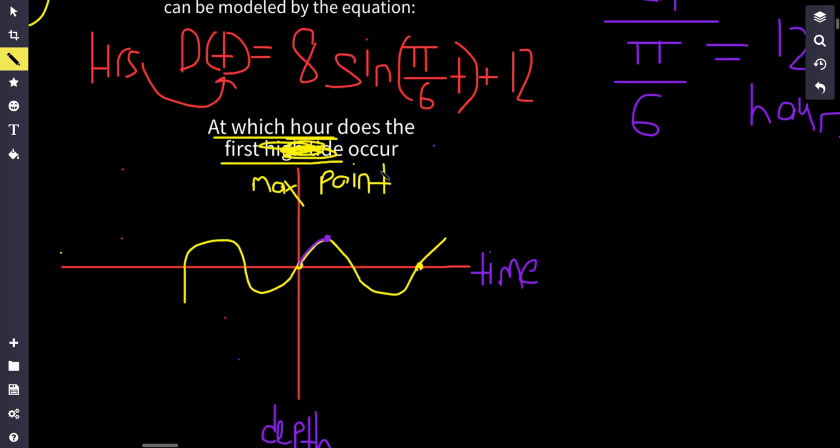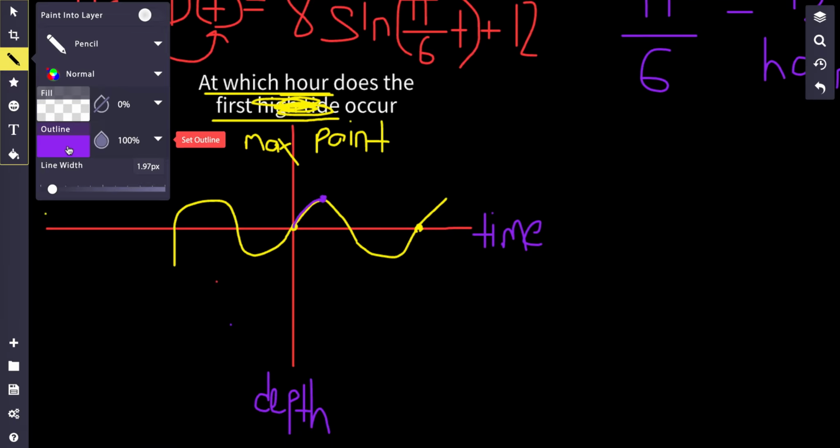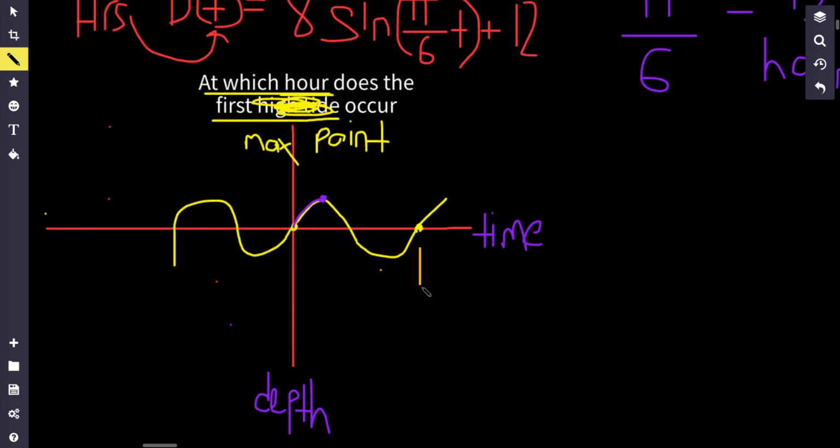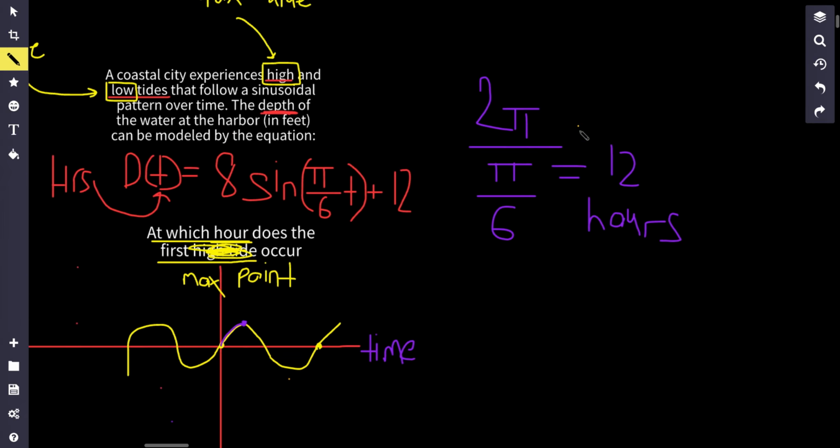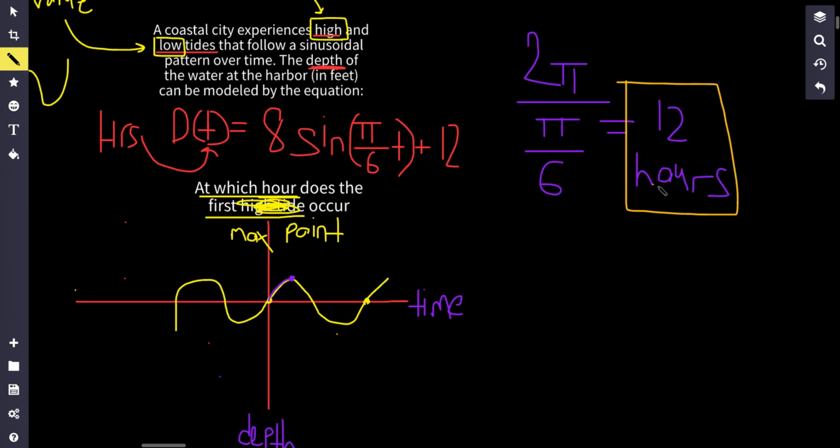So in this case, notice that when you're looking at the period of a function, right over here, this clearly represents an x value, right? In this case, our x value is in time, which means that this period has to be in time as well. So our period is going to be 12 hours.